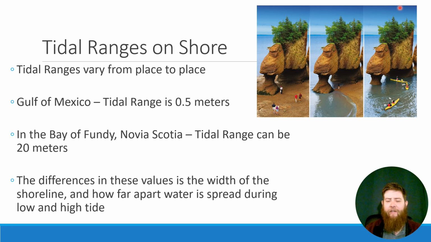The difference in these is the width of the shoreline and how far apart this water is spread during low and high tide. The Bay of Fundy here has this little V that you're not quite seeing here, but all the water comes in there and it has a hard time getting out, and so it continues to come in, and you get this really profound, really dramatic event where you get this really cool coastline here.